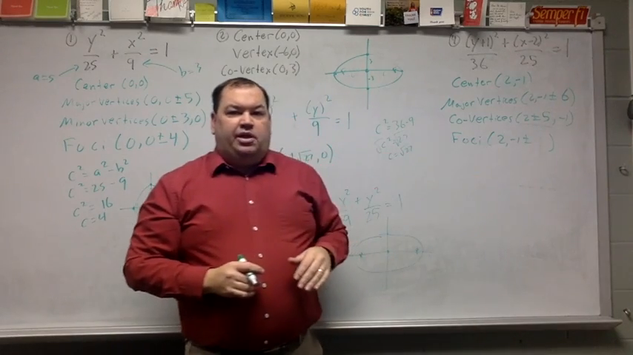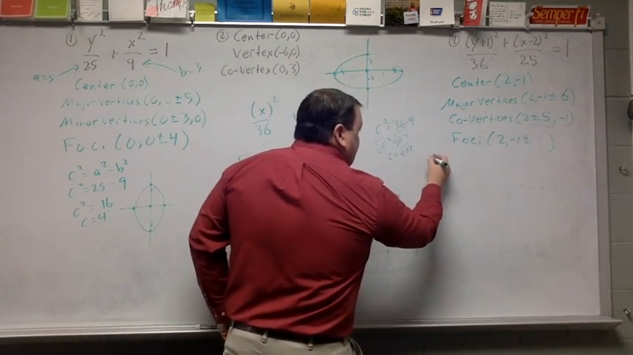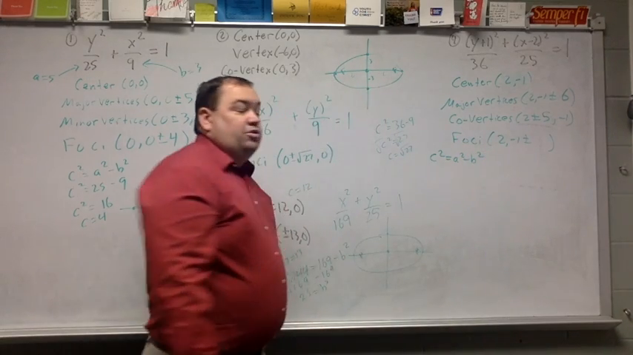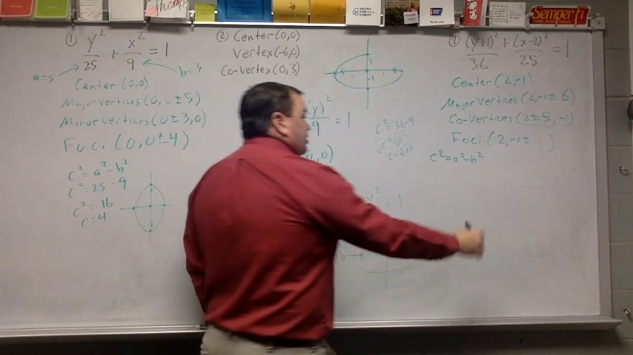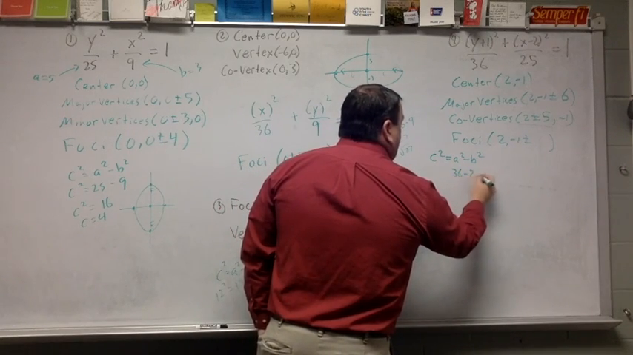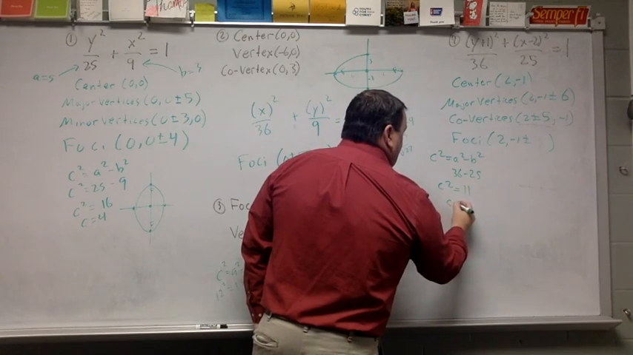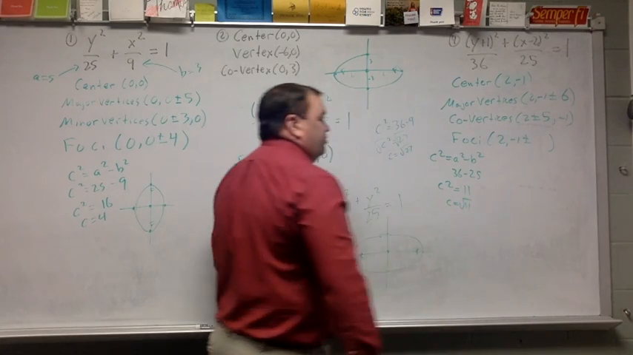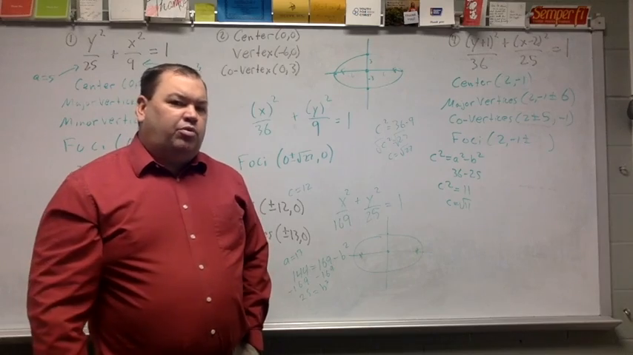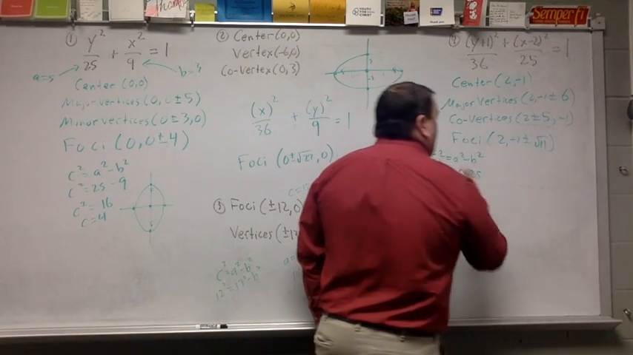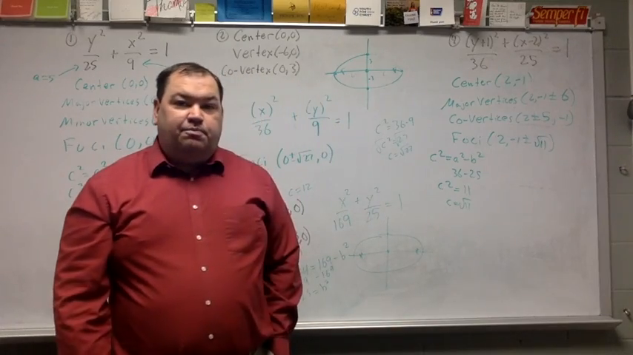Here's the one I probably need a calculation for. C squared is a squared minus b squared. So I need to subtract those two things. 36 minus 25, that's 11. So c is the square root of 11, which is somewhere between 3 and 4. I put that in right here, and I have the location of my foci.